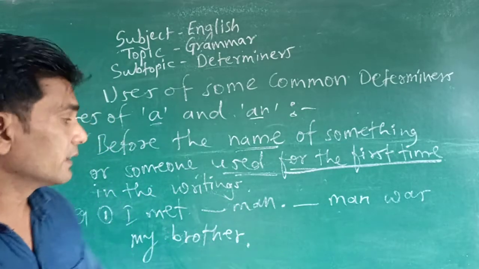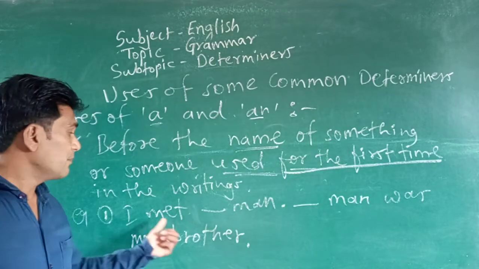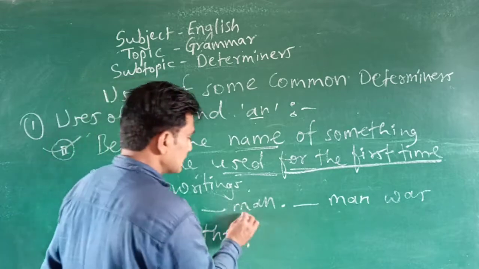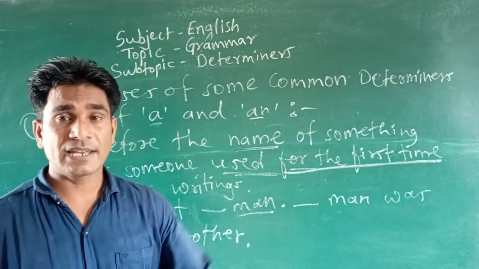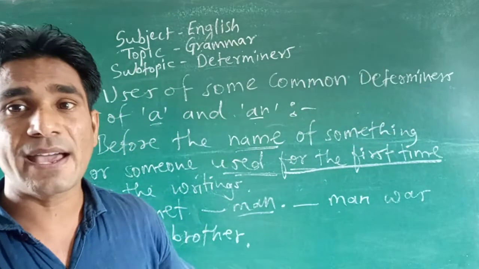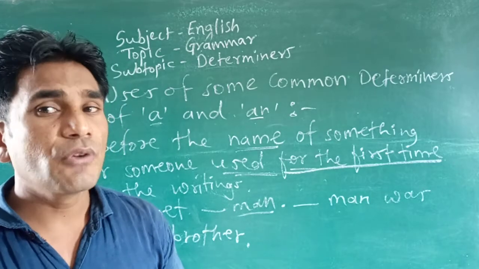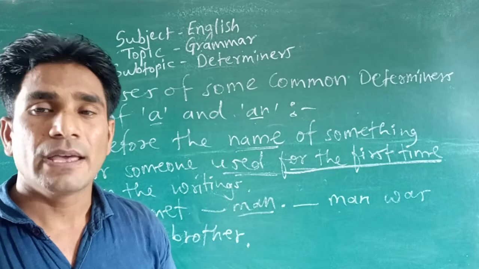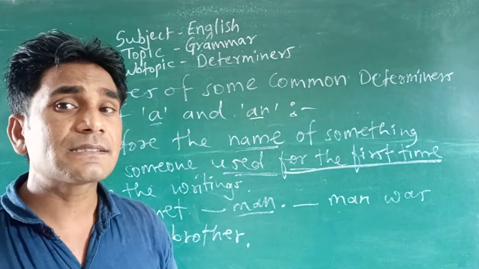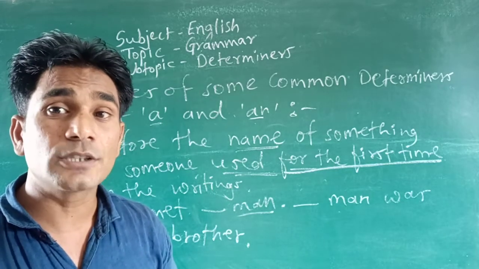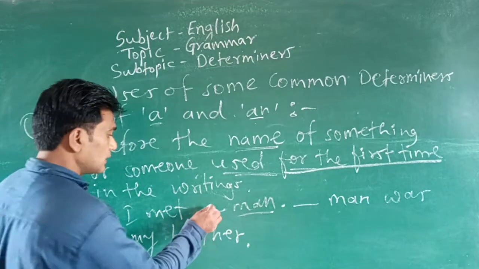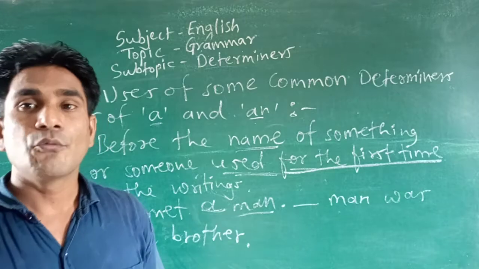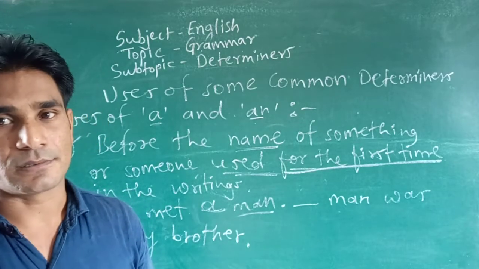Look at this. Here, I met blank man. So here this noun, man, the name of someone, we have introduced this word for the first time. So there we have to use a. A man.